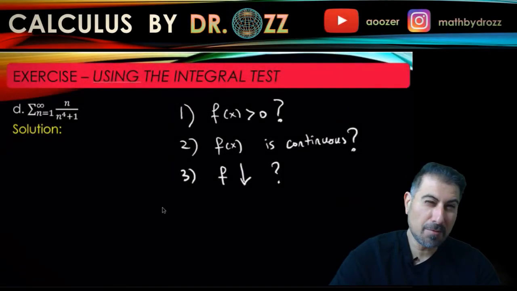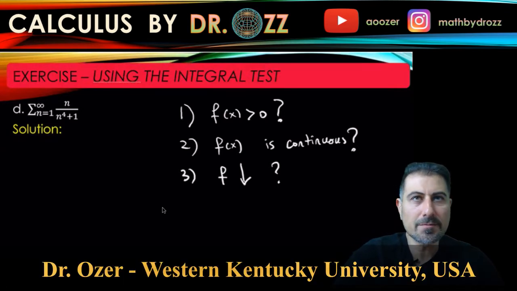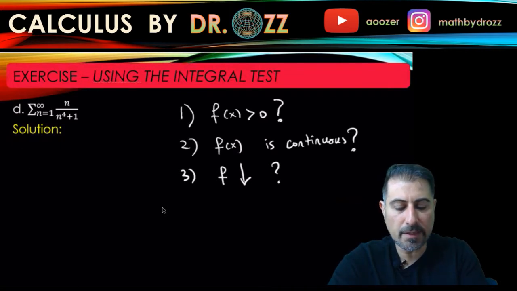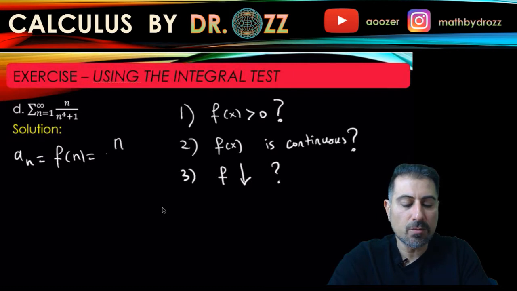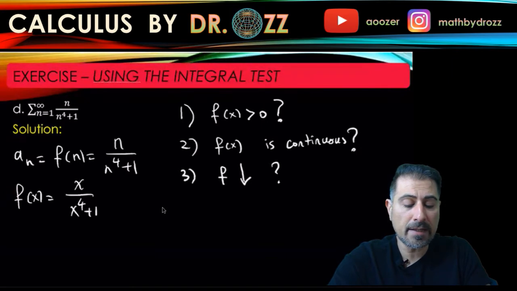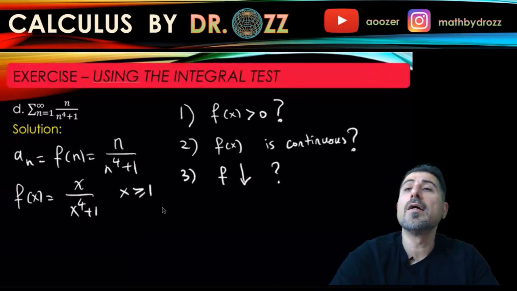All right, let's be a little bit faster for part D since we got the rust out of the way, so we know what we're gonna do. So we're gonna write a_n equals f(n). That is n over n to the fourth plus 1, so that allows us to grab f of x to be x over x to the fourth plus 1. Since n starts from 1 in the sum, I'm going to go ahead and choose x starting from 1, okay? x is greater than or equal to 1.